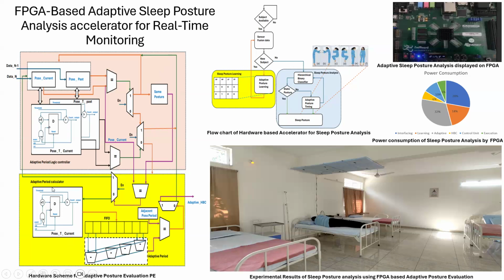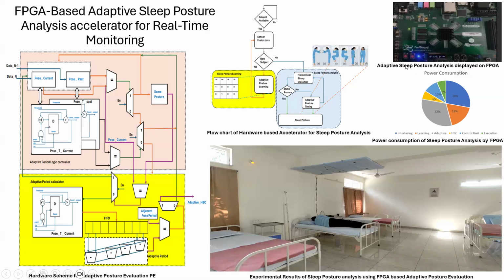This is what we call a counter. Once it is confirmed, it is adaptive, so it calculates the adaptive time period. Within that adaptive time period, it registers in a FIFO the present posture, the current pose, and the past pose. They are compared and fed to the HBC, which we call a hierarchical binary classifier. Once it moves to the hierarchical binary classifier, it confirms that the human was in this posture from the initial stage and this is the current pose. That information we retrieve by this mechanism.